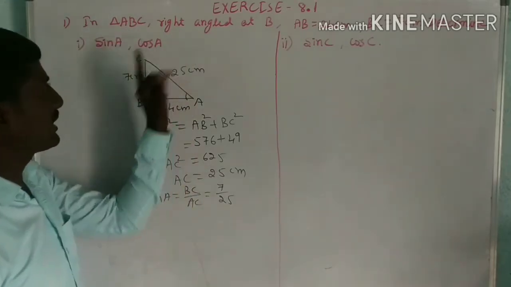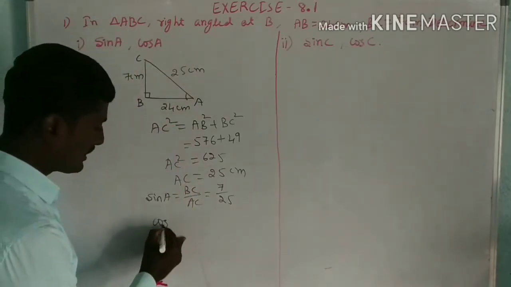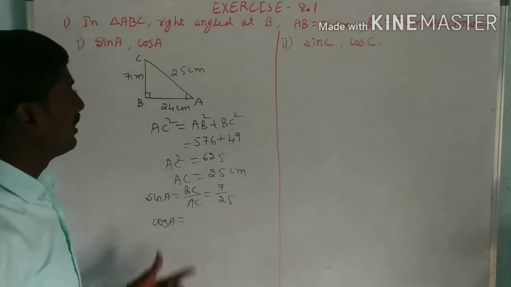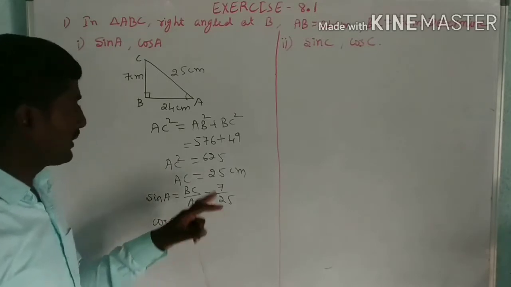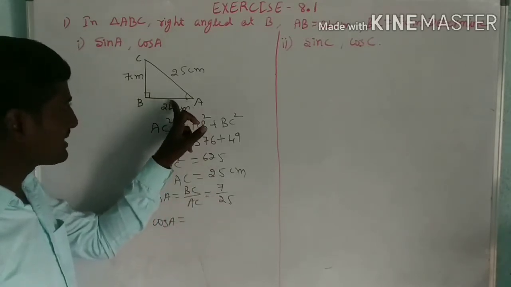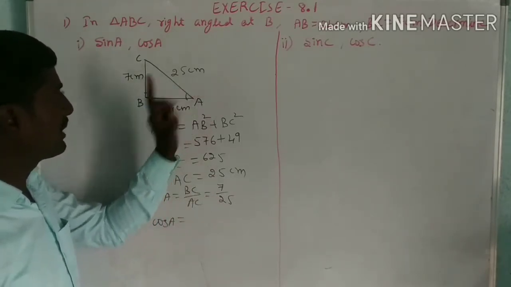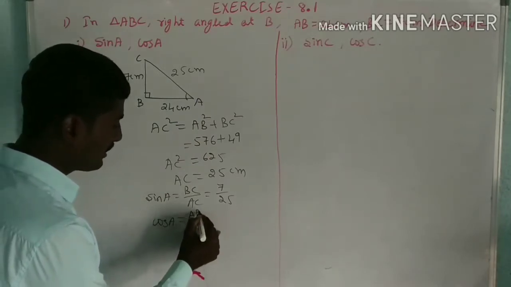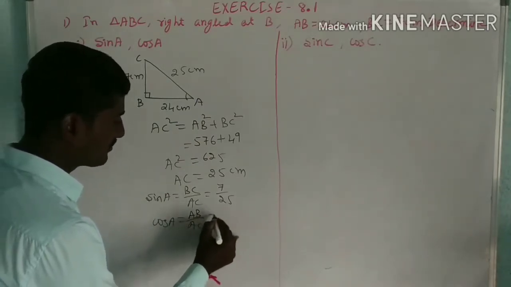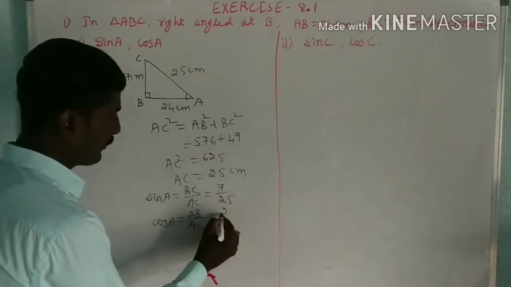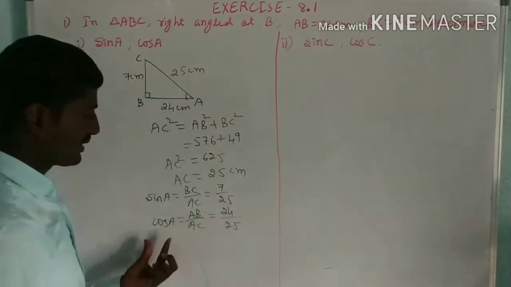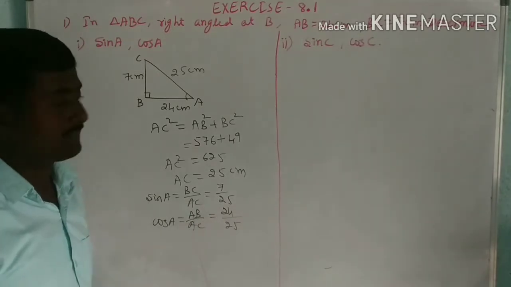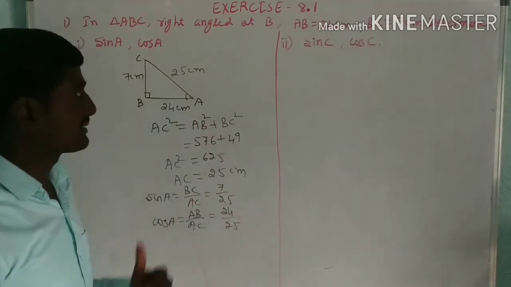Similarly, I want the second one, cos A. Cos A is equal to, according to the diagram, cos A is nothing but what? Adjacent by hypotenuse. According to the diagram, adjacent by hypotenuse, AB divided by AC. Now AB is 24 divided by AC is 25. So cos A is 24 by 25. Now you can solve like this.